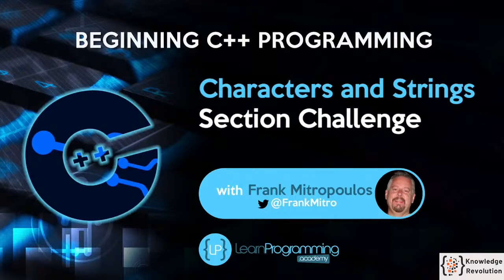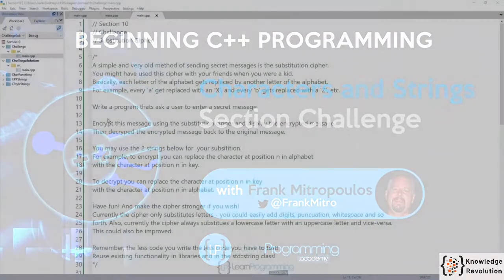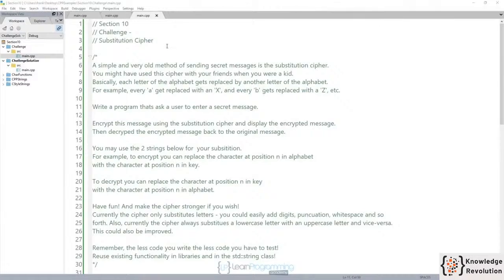Hello, welcome to the Section 10 challenge. In this challenge, what I'm asking you to do is to create a substitution cipher program. This is really straightforward, but it'll give you some experience using the C++ string class. Now, there's an easy way to do this and a not so easy way to do this. I'm not going to tell you what the easy way is because I want you to learn and try to figure it out on your own.